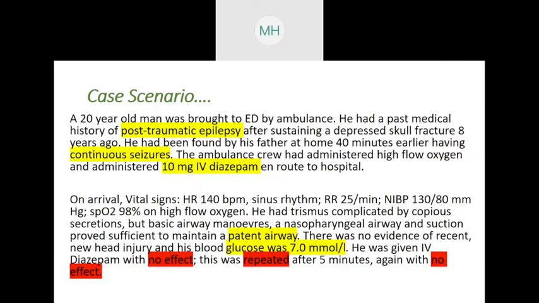Then we do the basic airway maneuvers as well as suction. Then we decided the patient is having a patent airway. Sugar is normal, but the diazepam has no effect after we give it repeatedly again and again.